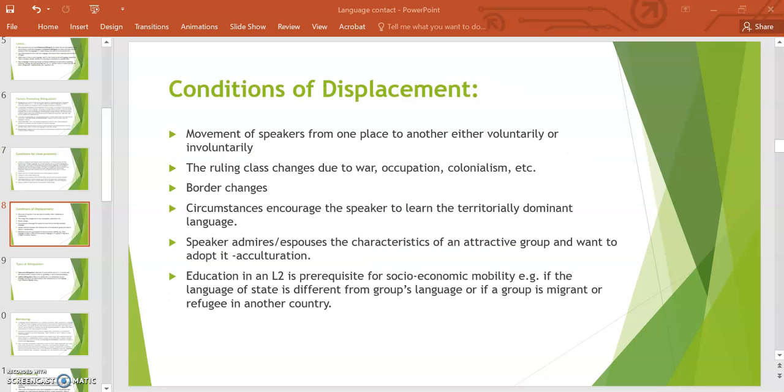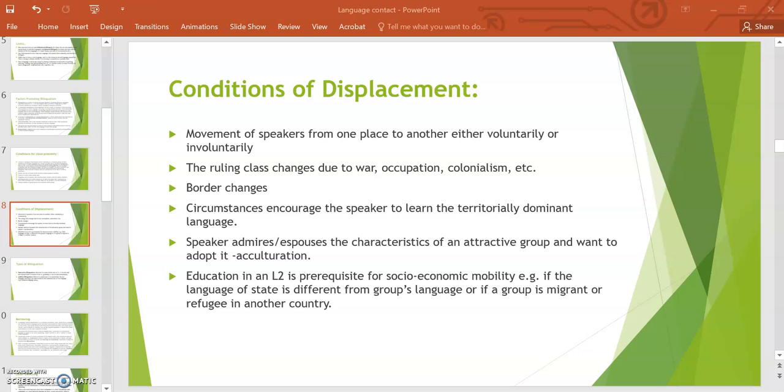Now, what are conditions of displacement that can aid bilingualism or multilingualism? Movement of speakers from one place to another, either voluntarily or involuntarily. So, if somebody is migrating from one place to another voluntarily, they are moving of their own accord. They want to migrate to some other country. For example, a lot of people from India also go and settle in the West, in the USA or other European countries and so on.